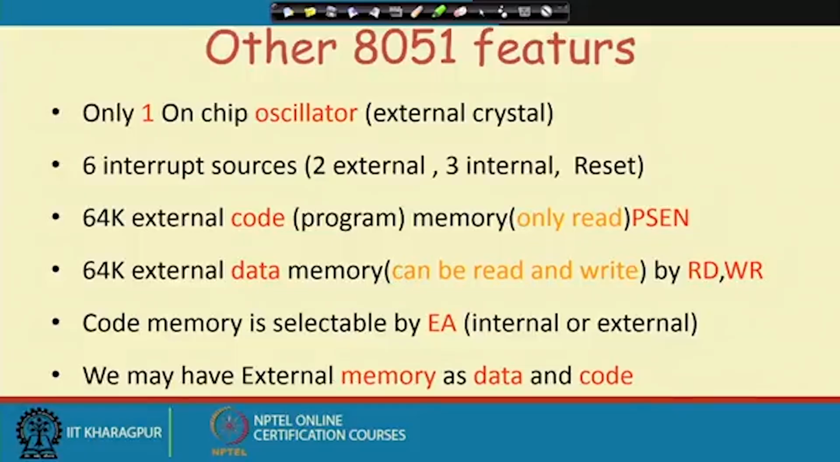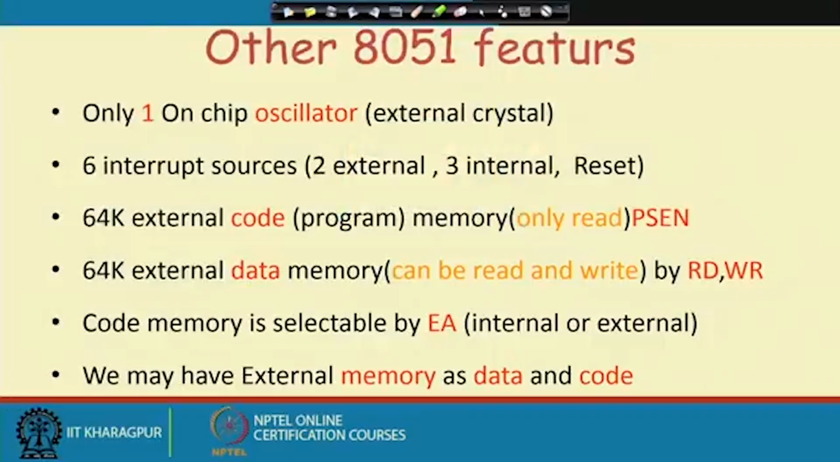And this code memory is selectable by this EA, external access. As we said, there is 4 kilobyte of external memory. So at any point of time you can say whether you want to access external memory or internal memory. That way you can have this EA. This external access is a pin that you can configure, and you can set it to 0 or 1 accordingly. The instruction will access internal memory or external memory for code access. And as I have already said, we may have external memory as both data and code. So, that is possible.